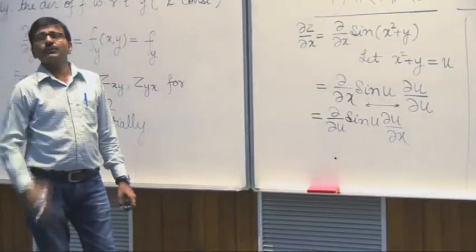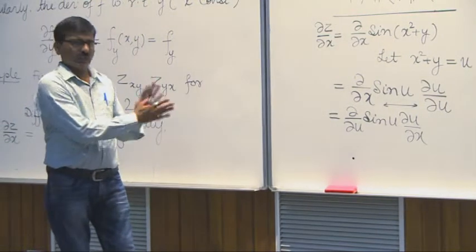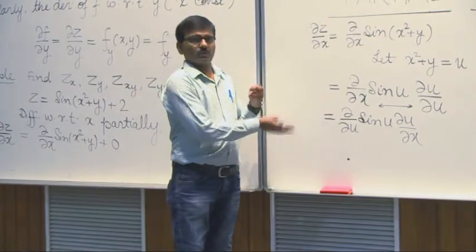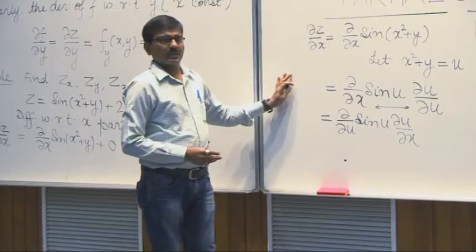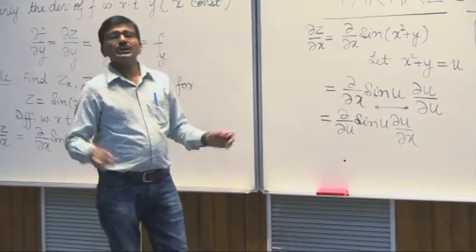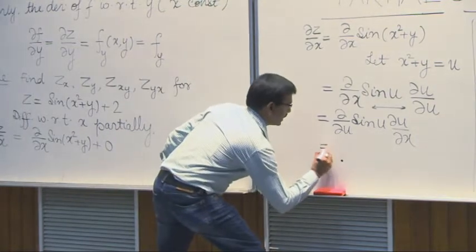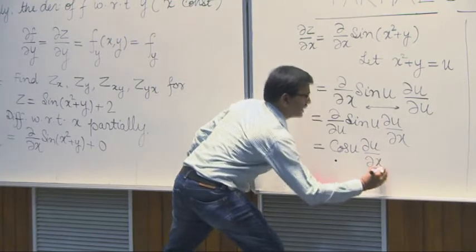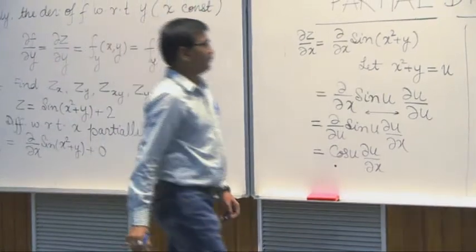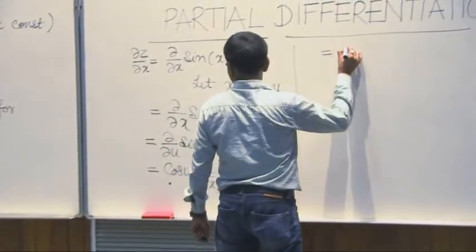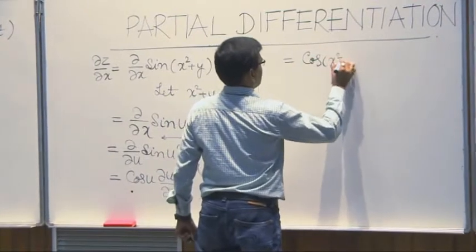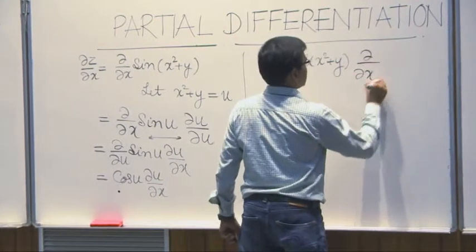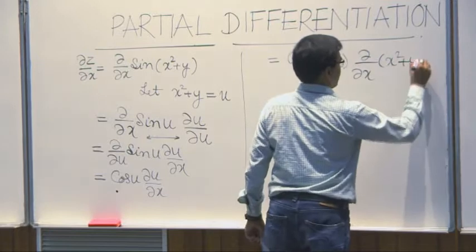Later you could do it very fast, because this is the beginning question, that's why I am elaborating it and taking all the steps. Later you can do it fast, in the sense of direct. Now differentiation of sine u is cos u. So you will write cos u del u del x. Now putting back the value of u, that will be cos x square plus y and then del x.